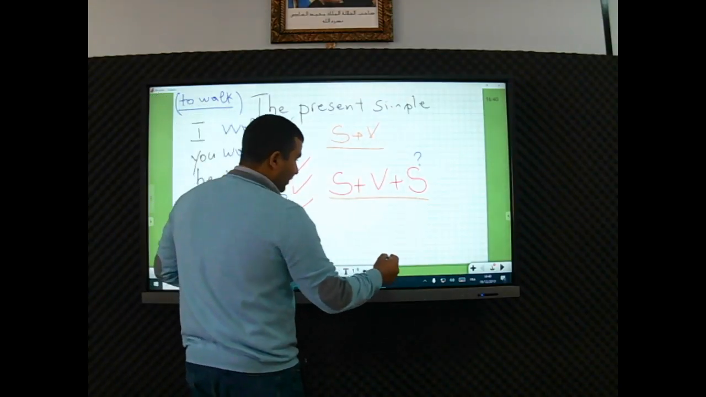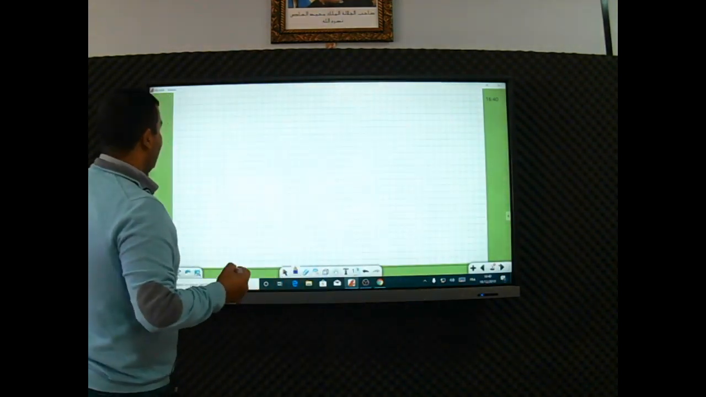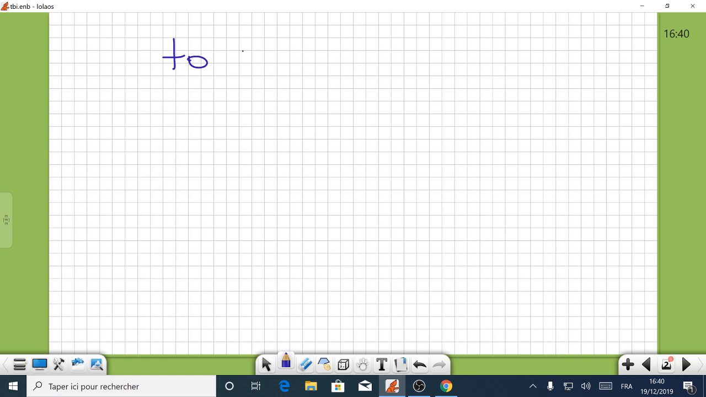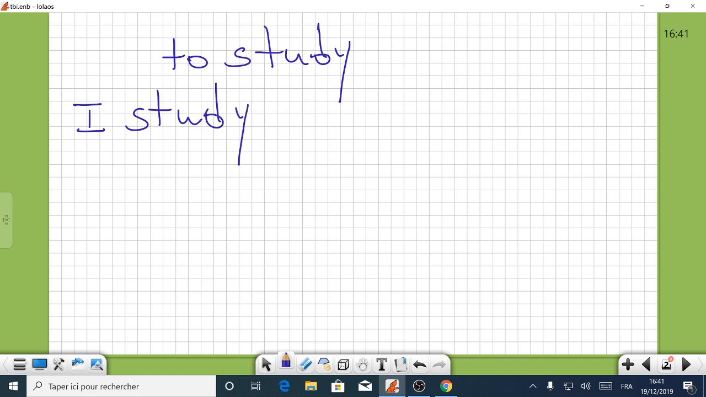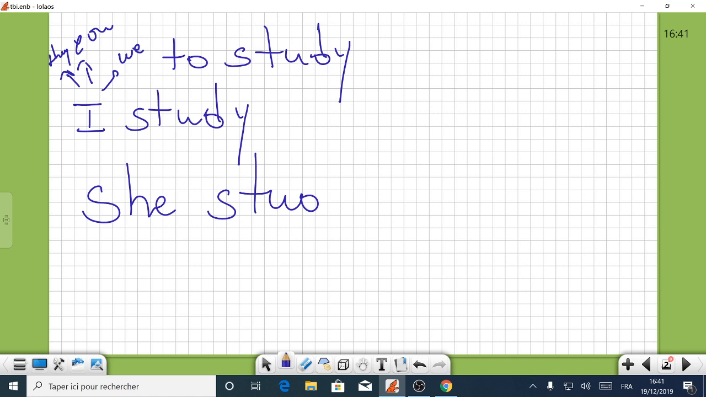I give you another example here. We move to another slide. Let's take, for example, the verb to study. So here we start with the first category. We have no problem. We say, for example, I study. No problem here because we have just the bare infinitive. So when I say I, of course, I is like we, like you, like they. This is one group. And we move to the next group, for example, he or she. Of course, we write here, she study.